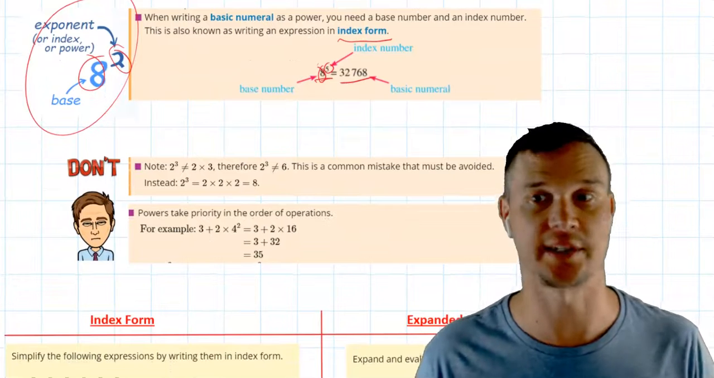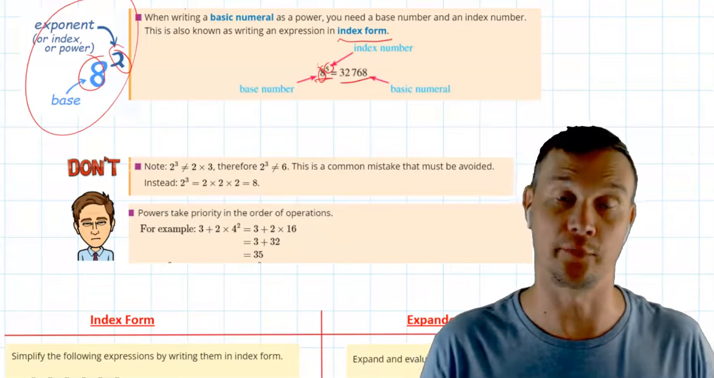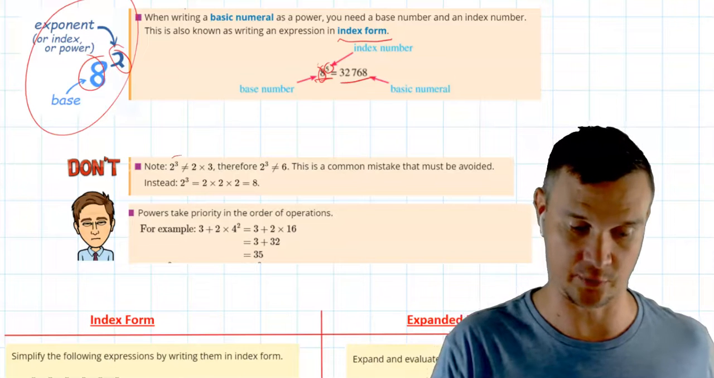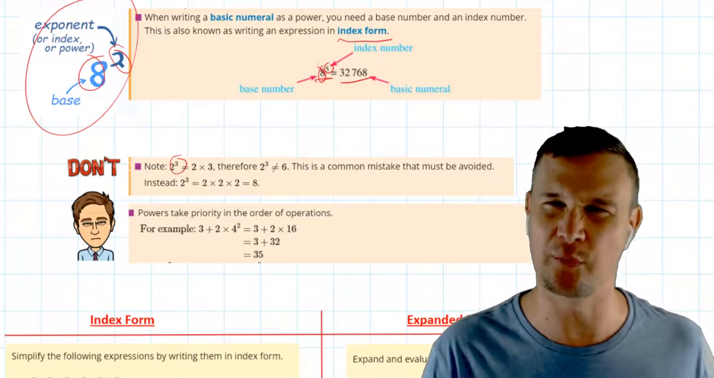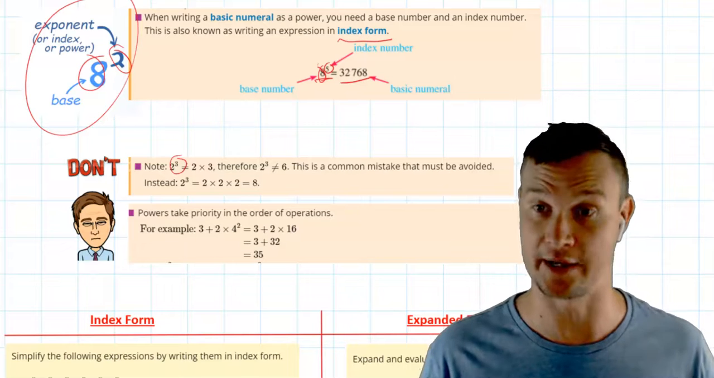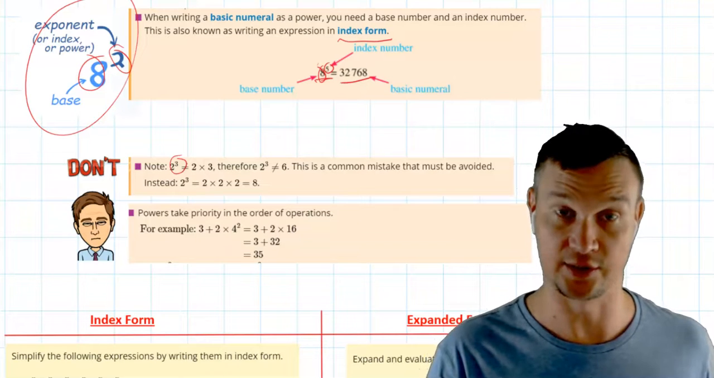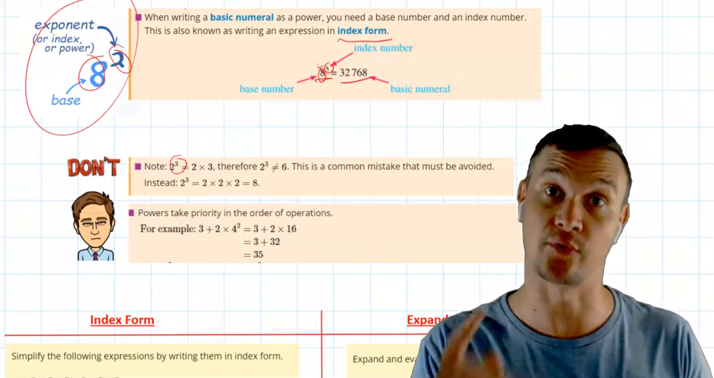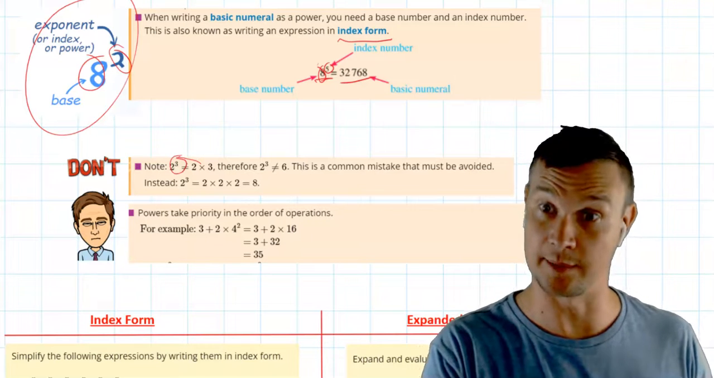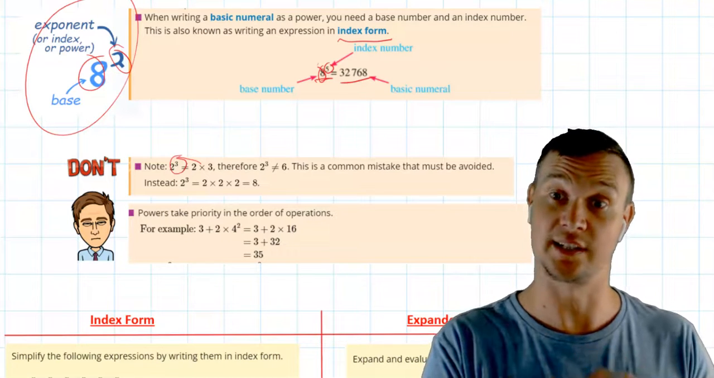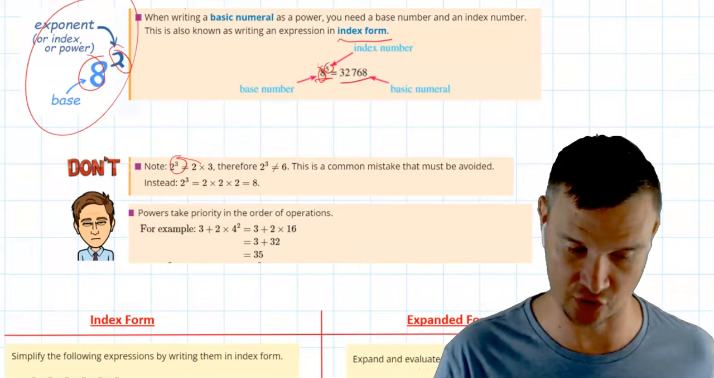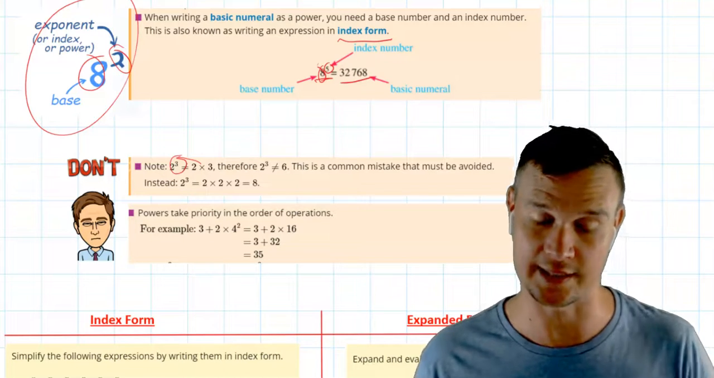Now, there's a common mistake that we often make when using this. For example, if we have 2 to the power of 3, we often write 2 times 3. It's not that at all. It just means 2 times 2, 3 times. So make sure you're not multiplying the base number by the index number. It just tells you how many times that number is repeated in a multiplication. So make sure you always stay on top of that.